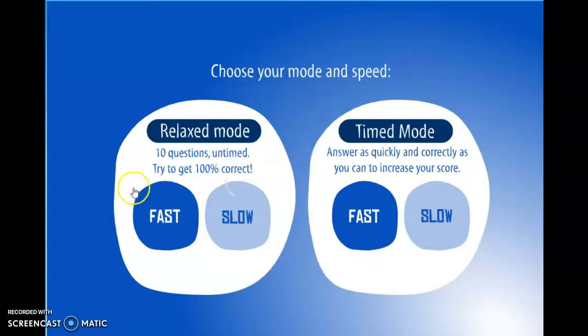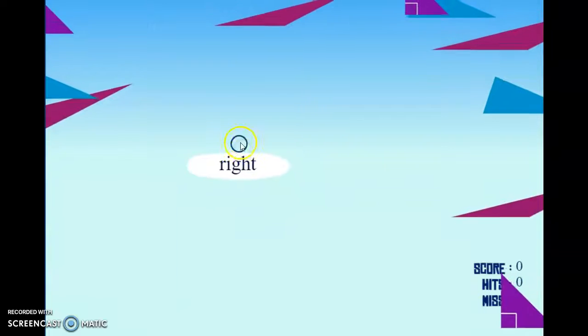And it'd give us some things over here, like a relaxed mode where we just have to do 10 questions untimed and we try to get 100%, or a timed one where you have to do it as quickly as possible to increase your score. So over here, we'll do the relaxed mode first and slow, just to show you guys.